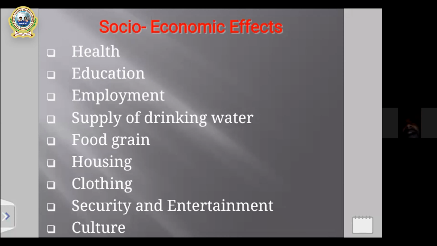If population rapidly increases, then various cultural heritages, monuments, etc., will be damaged. Pollution will increase, and slowly our culture will disappear. Okay, very good, Mr. Vaskar. Very good. Thank you so much.